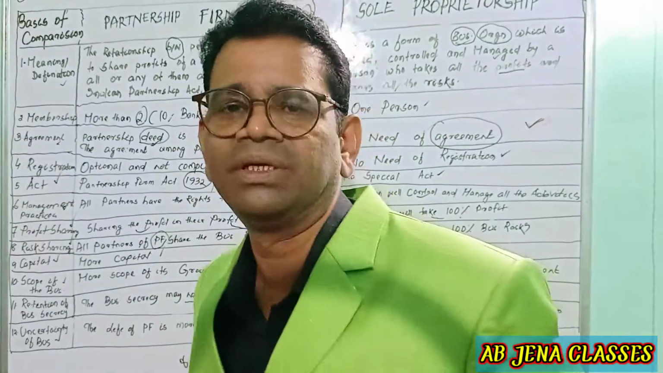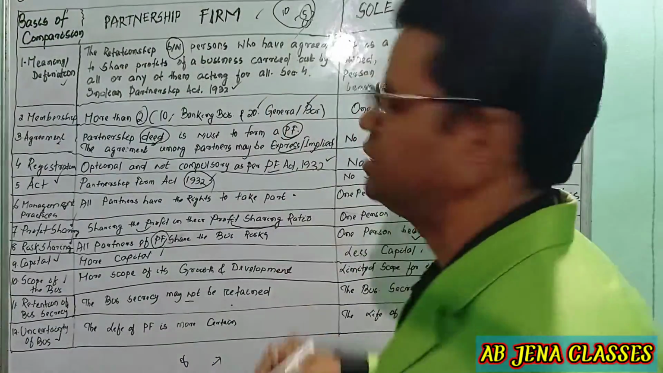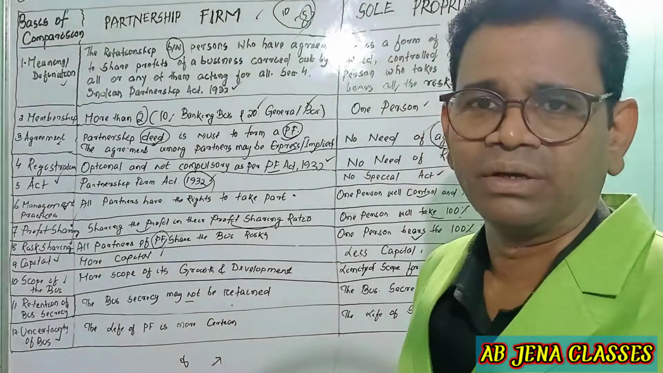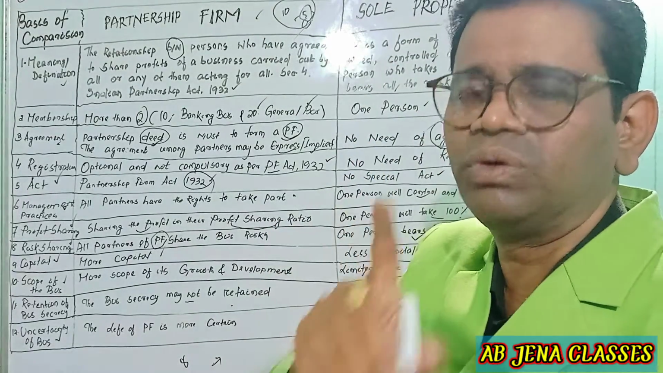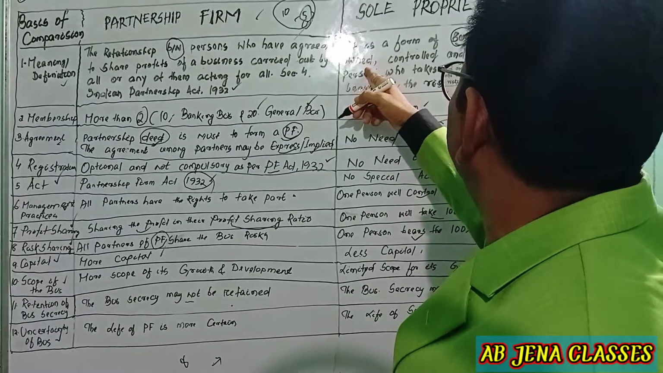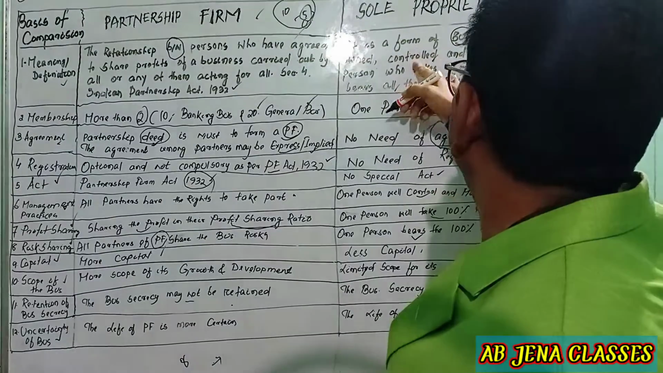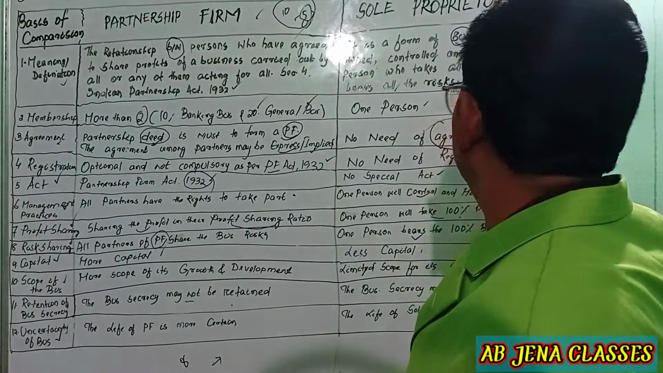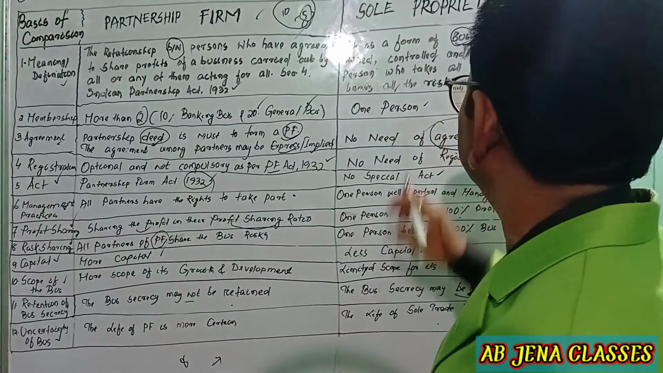It's very interesting for general knowledge purposes: the Partnership Act is 1932. Come to the right hand side, that is the sole proprietorship. It's a form of business organization which is owned by a single person. Sole means one person will own all the activities. That person, the sole trader, will control and manage all the activities of the sole proprietorship.